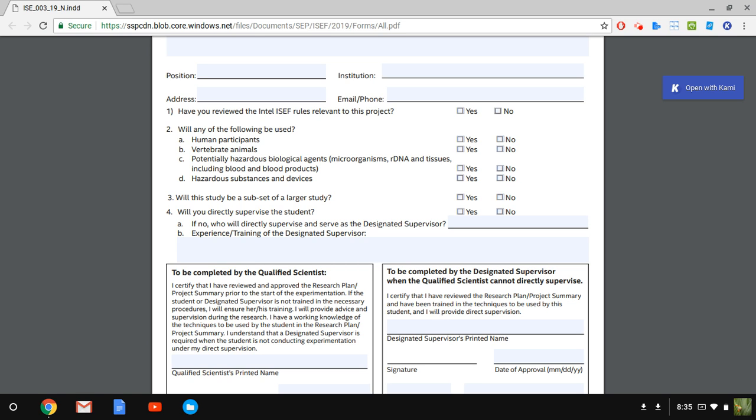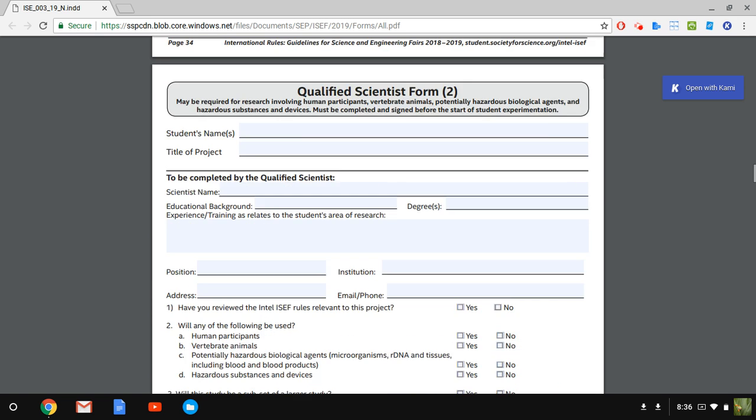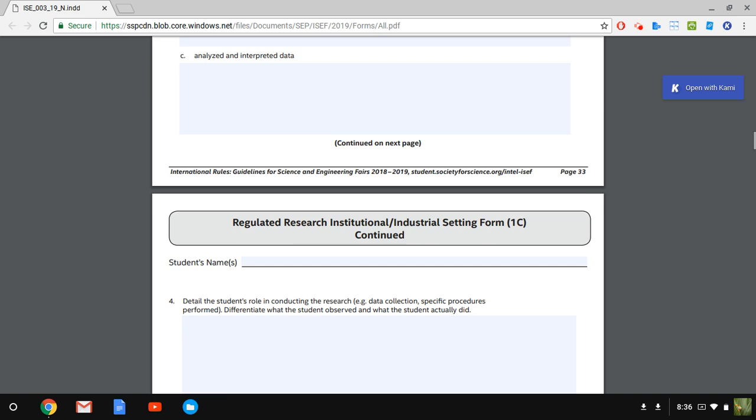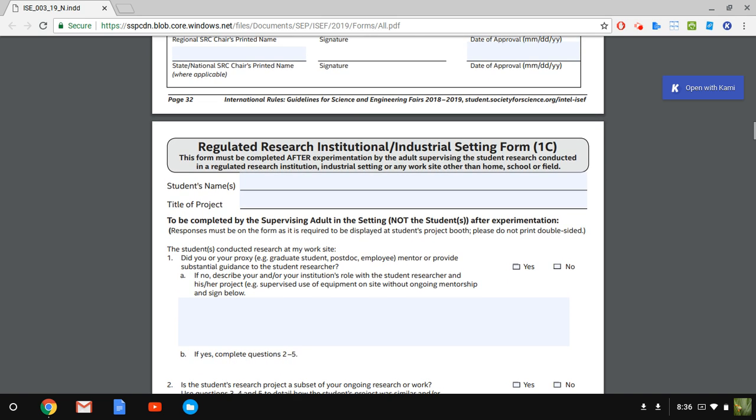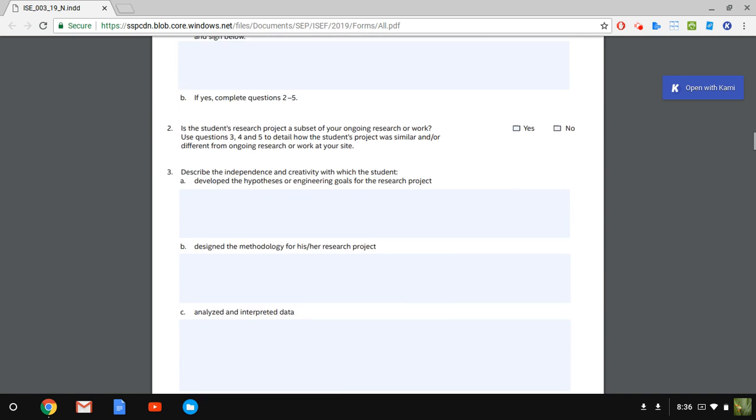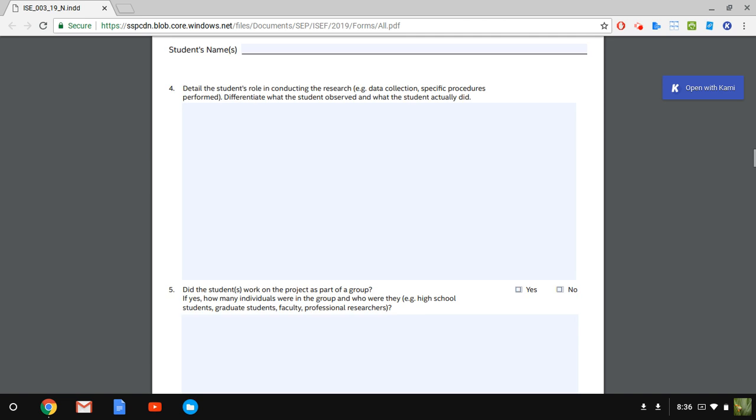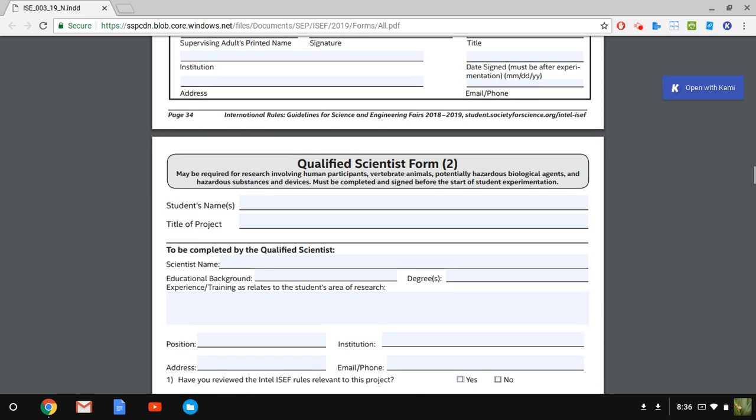And then, will you directly supervise the student? Yes or no. If the answer is no, then who will directly supervise you? Because they're going to act as your designated supervisor. I'm going to scroll back up for a second to one of the other forms. The thing that's important about this is whoever is the designated supervisor, they're the one who fills out the 1C. So there is a chance, scroll back down here, that you're, say, working under a professor at Lehigh.